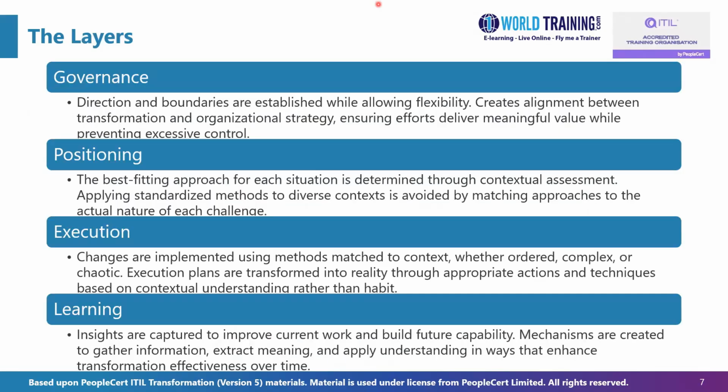Then moving on, continuing with the layers. I'm just going to read this out for you. This should be clear on its own. Governance. In the governance layer, the direction and boundaries of the transformation are established while allowing flexibility. So this creates alignment between transformation and the organization's strategy, which will ensure that the efforts deliver meaningful value while preventing excessive control.